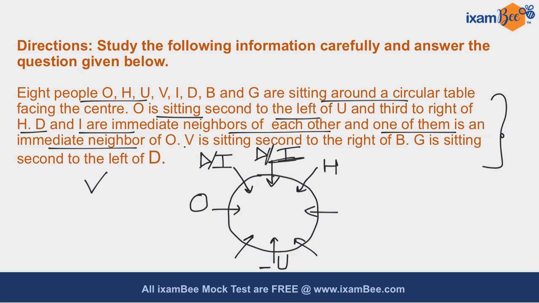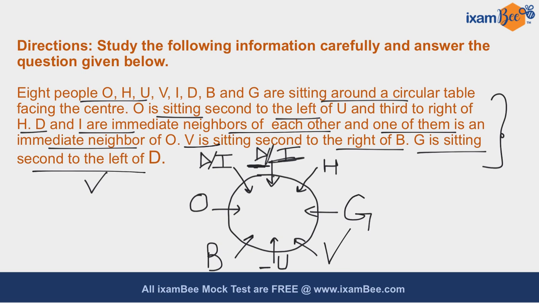Now it is given that V is sitting second to the right of B. So the only possibility for B is over here, and you have to place V second to the right of B. Now in the last statement, it is given to you that G is sitting second to the left of D. So you have to consider D over here. In that case, you can only place G sitting second to the left of D.